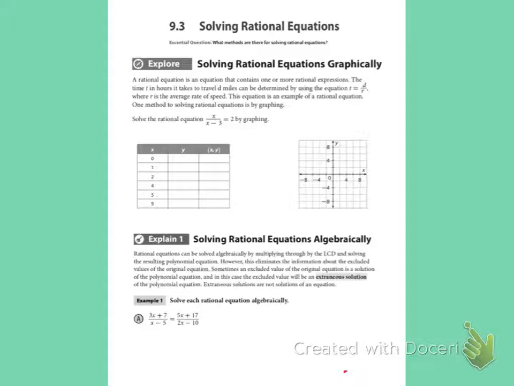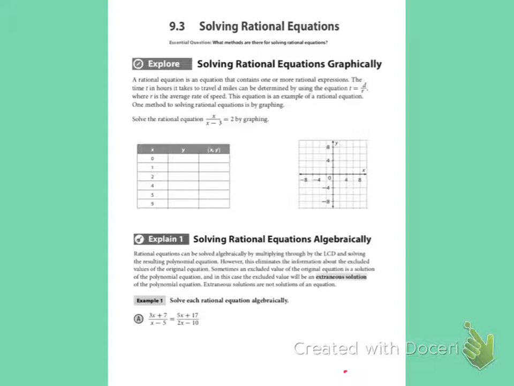Now, what exactly is a rational equation? Well, a rational equation is an equation that contains one or more rational expressions. The time t in hours it takes to travel d miles can be determined by using the equation t is equal to d over r. That is a rational equation. In this case, r is the rate of speed, d is the distance, and of course t is the time. That's one type of rational equation we'll take a look at.